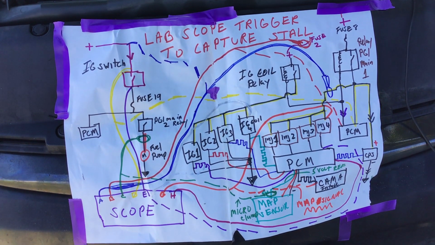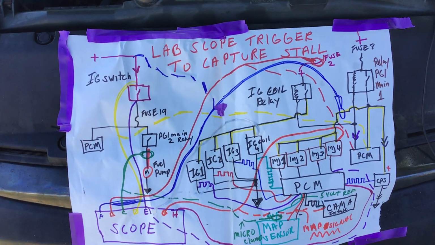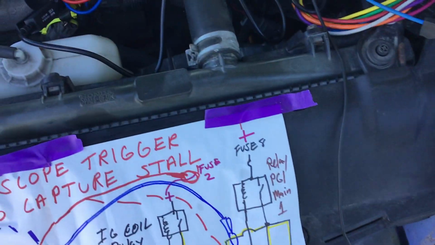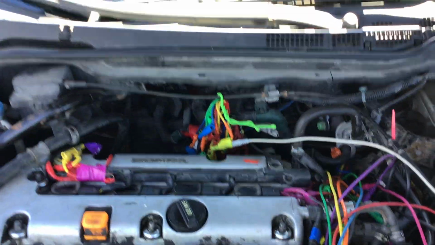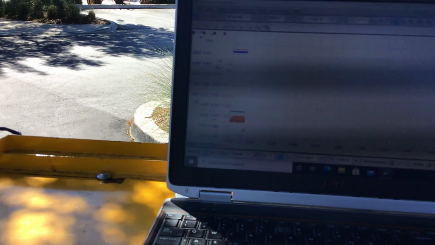I also, on the gray lead, have attenuated the channel, and I am on fuel injector number 4 right there. Okay, so anyway, I'm going to roll the scope. We'll start the car, take a look at a normal pattern, and then we'll look at stalling and then triggering. Basically, that's our scope.